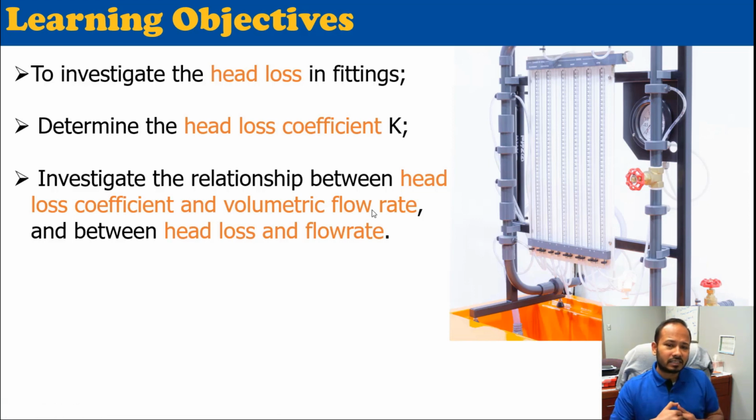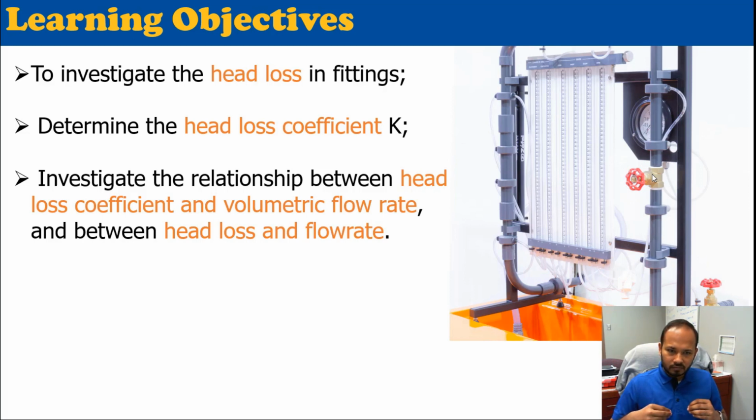We're going to investigate the head loss in fittings. For example, in this equipment, you have long bends, enlargement, contraction, small bends, and then you have a miter bend, and you have a gate valve. These kinds of fittings can cause head loss, and these are the minor head losses. So we're going to investigate the minor head loss in those fittings.